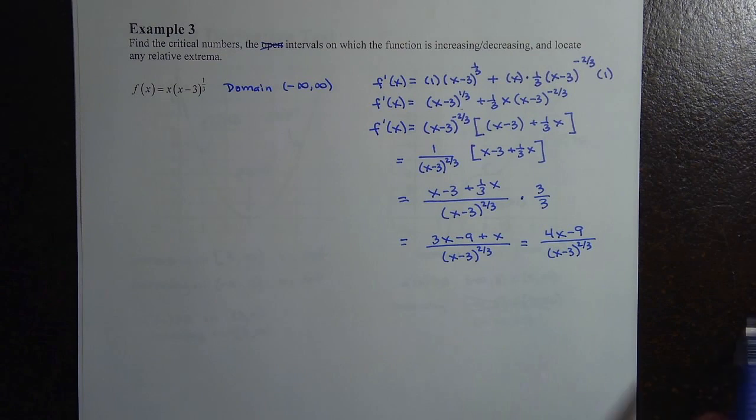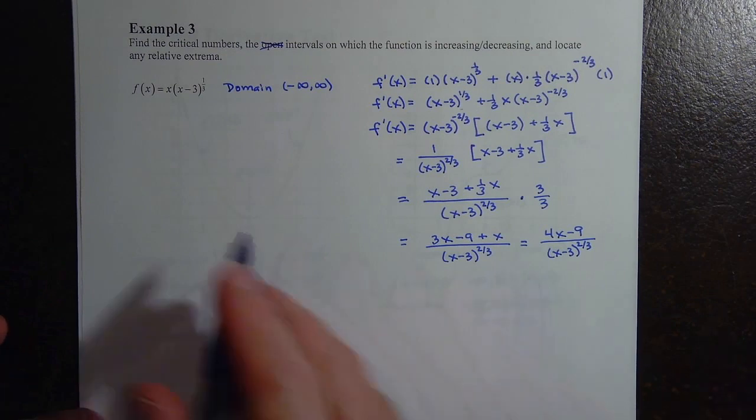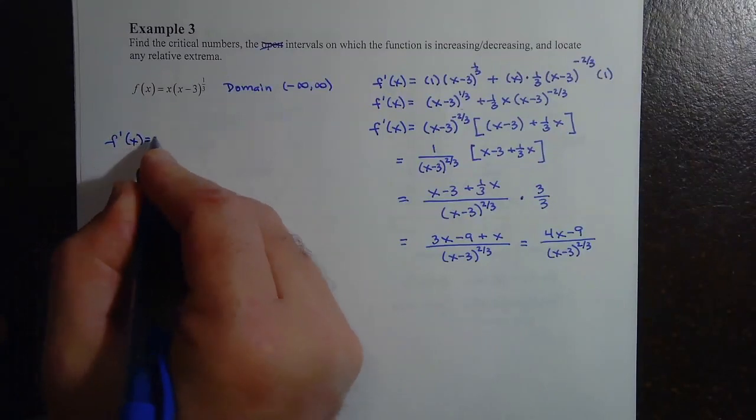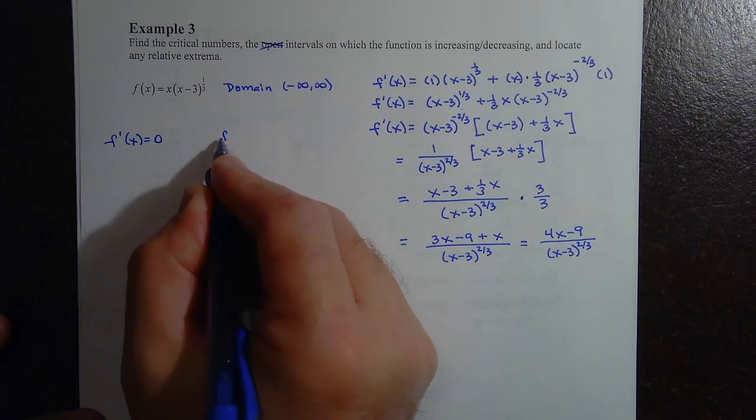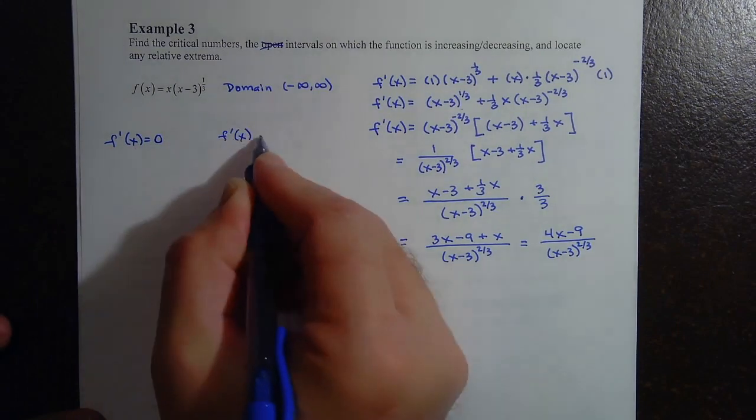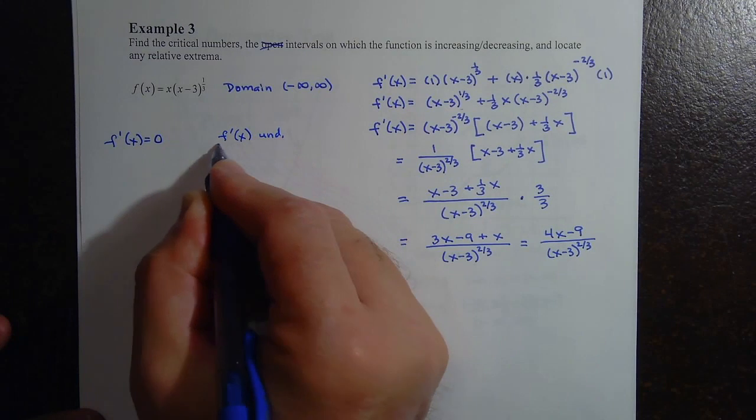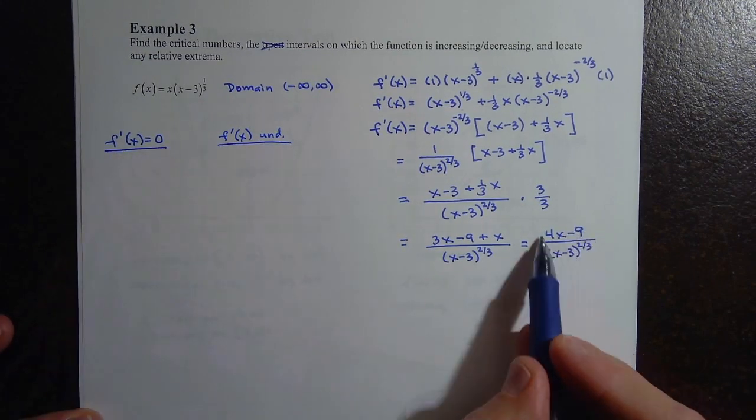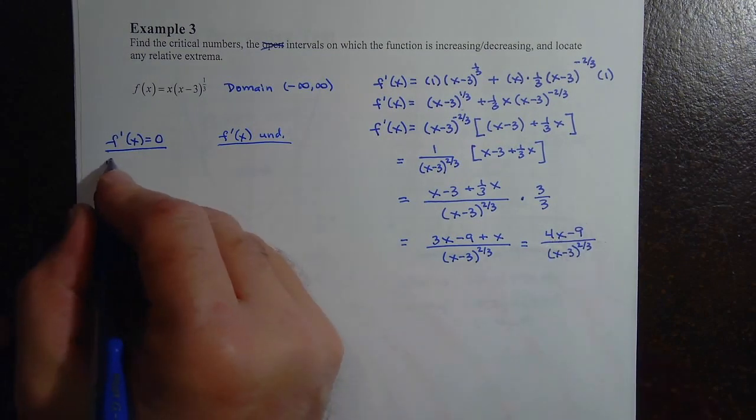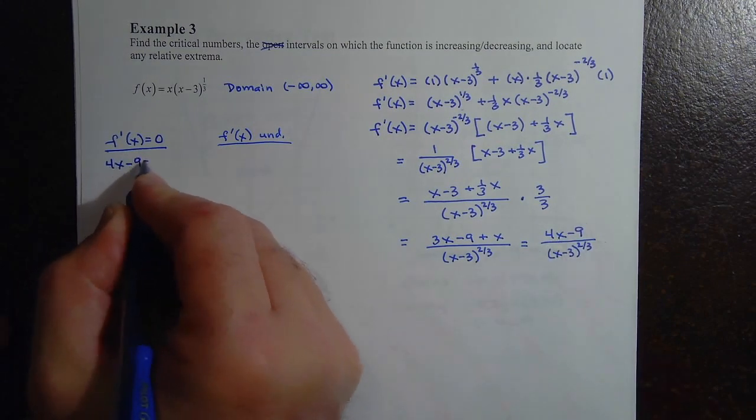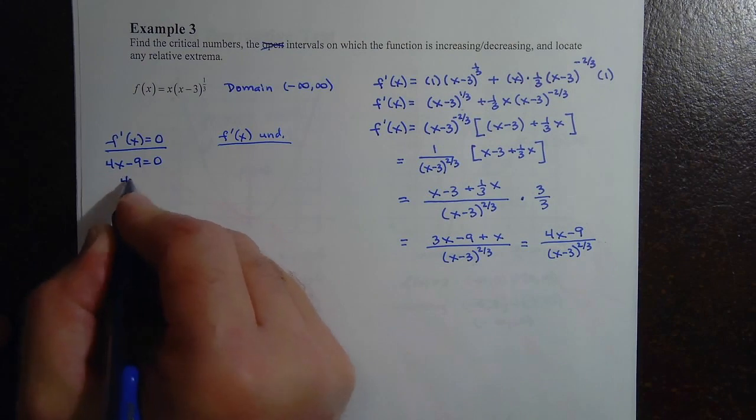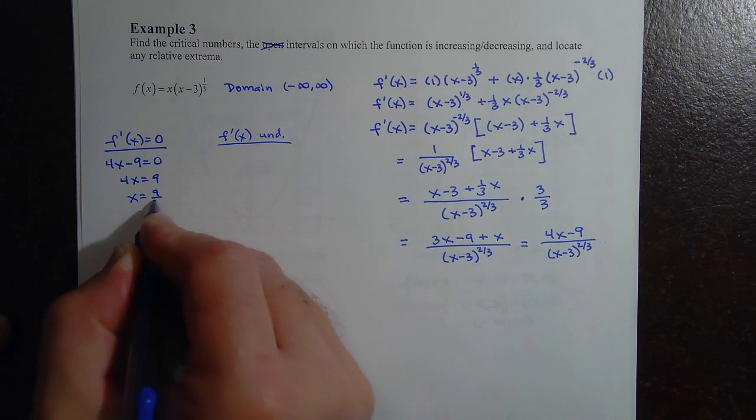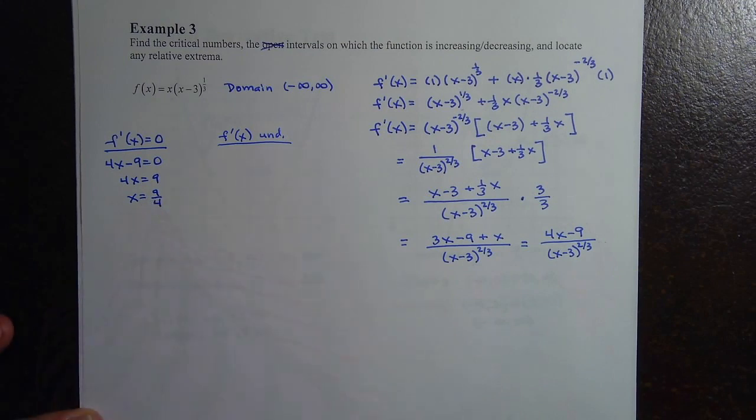All right, so what we have to do here is figure out where f prime of x is equal to 0, and where f prime of x is undefined. So this is going to be 0 only when the numerator is 0. So that'd be 4x minus 9 equals 0, so 4x equals 9, or x equals 9/4. That's one of our critical values.